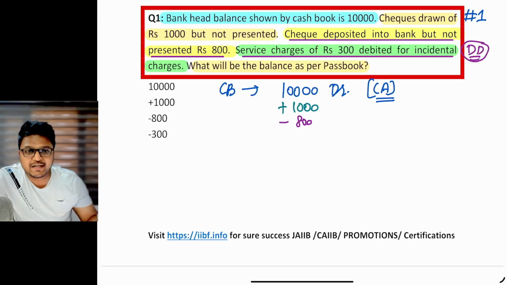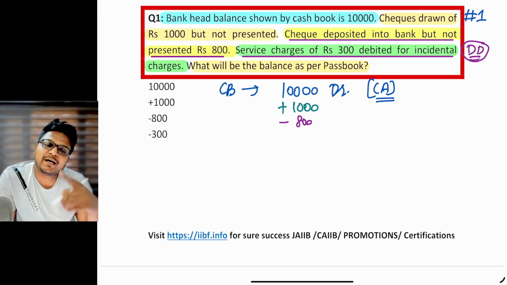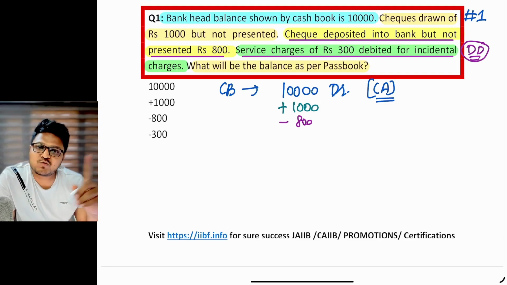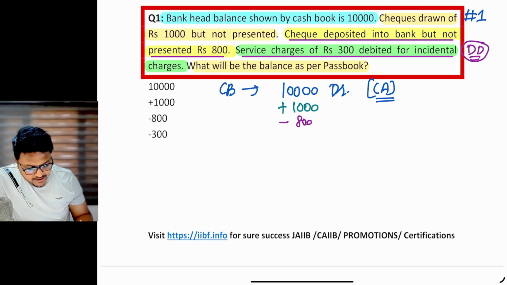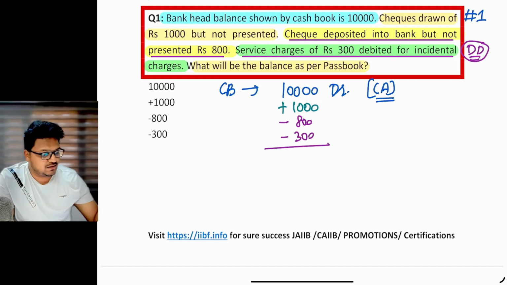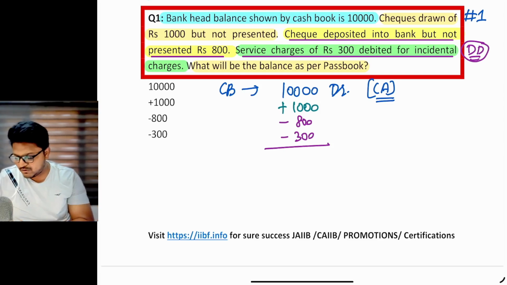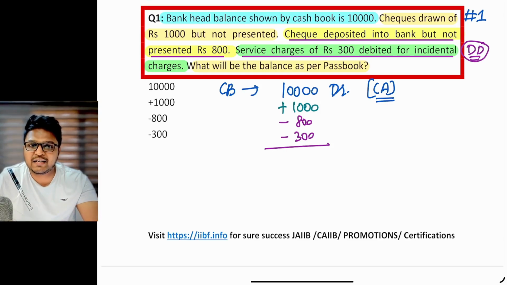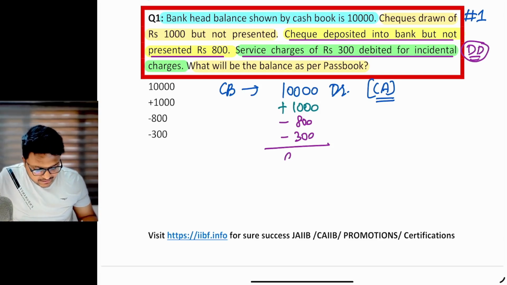So when we are talking about the direct debit, those must have been reflected in your passbook, but not in the cash book. So our cash book balance is basically higher right now than the passbook balance. So we have to deduct rupees 300 from the cash book balance so as to get the passbook balance, right? So we can easily get the answer over here. It will be 10,000 plus 1,000, that is 11,000, and 11,000 minus 1,100, that is 9,900. So the answer will be 9,900 here. Is that clear?